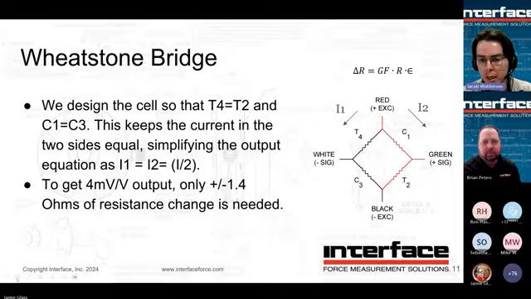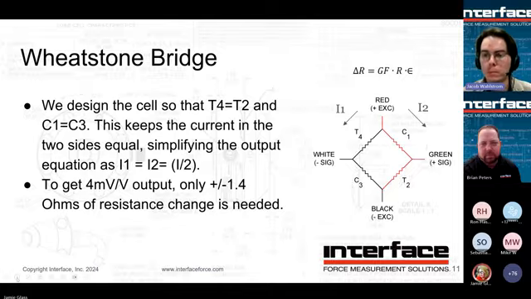And to give you an example of how sensitive load cells are, for most of our load cells that have 4 millivolts per volt output, they only need a change of 1.4 ohms in order to reach that full scale output.